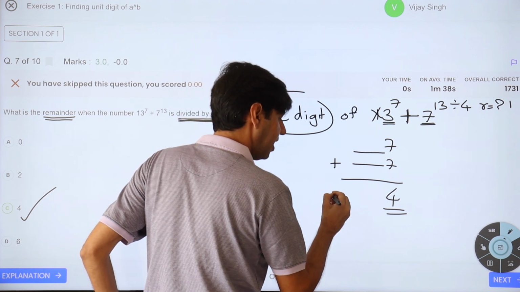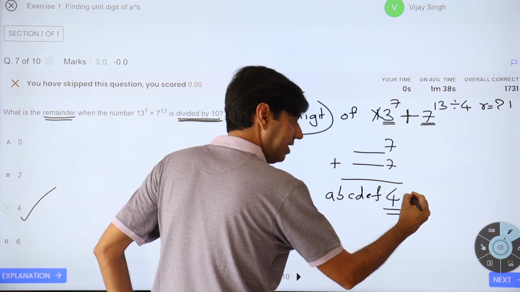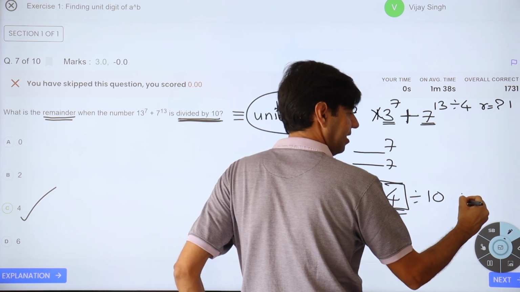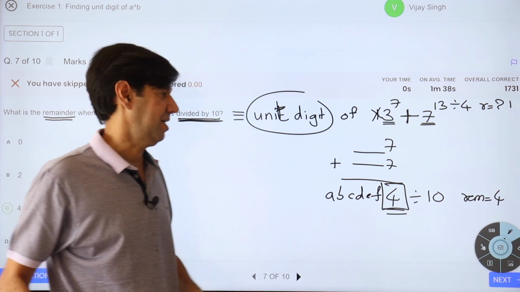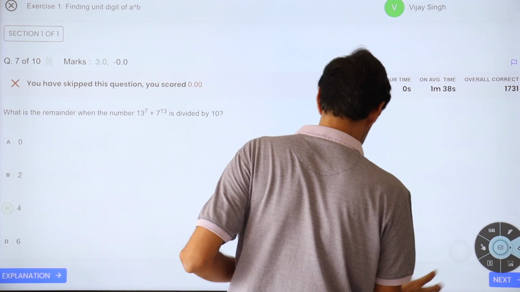This is a long number, whatever this number is. When you divide it by 10, you would be left with 4 as the remainder. Just this part, the rest part will be a multiple of 10. Okay, so more questions.